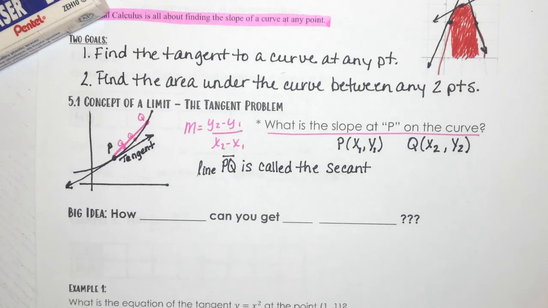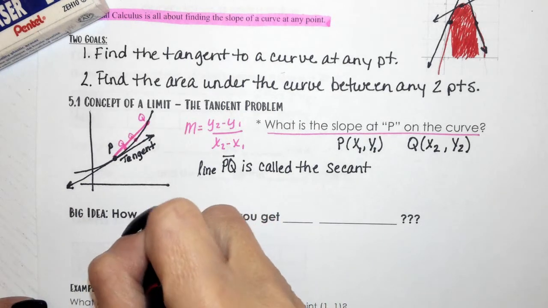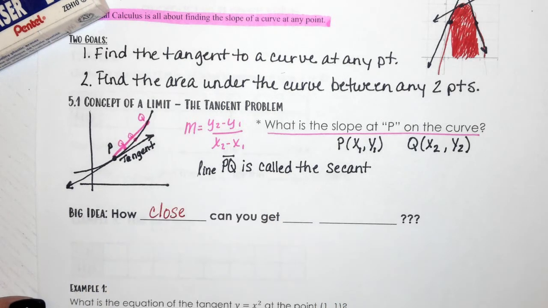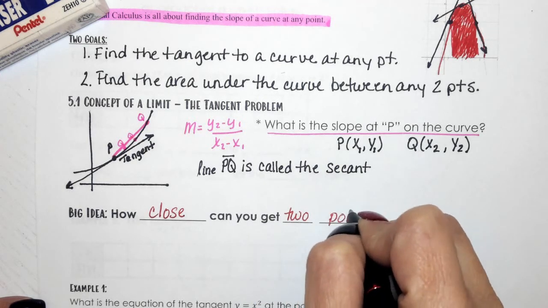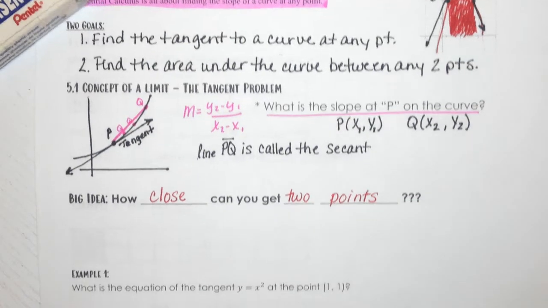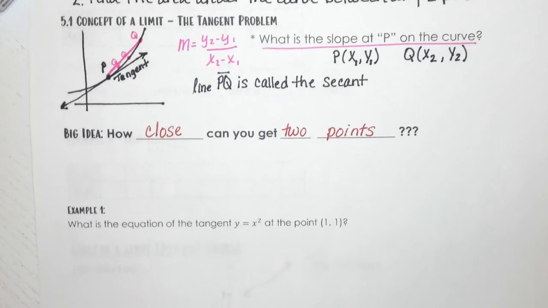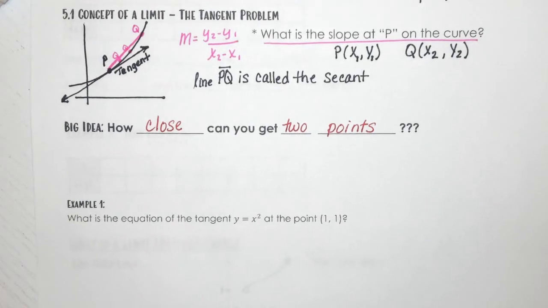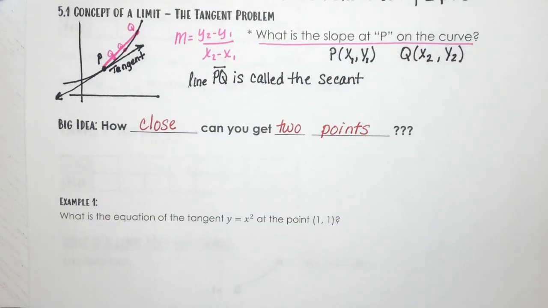So here's what the idea is. Here's our big idea. How close can you get 2 points? Well, here's the answer. You can get them so close that there is literally no difference between P and Q. They're going to get so extremely close together, there's no difference. They're going to get really, really close.